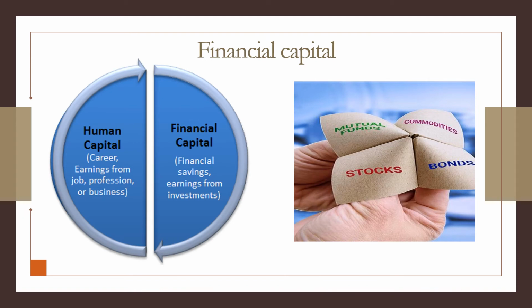We have just defined what financial capital is all about. And as opposed to human capital, the term synonymous with financial capital would be financial savings, earnings from investments. Human capital, the terms synonymous with it would be career, earnings from a job, profession, or business of a person or a group of people. And so examples of financial capital are mutual funds, stocks, bonds, commodities. These are simply financial claims against assets of companies.